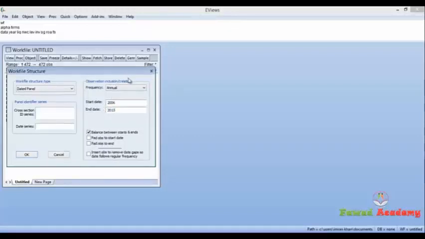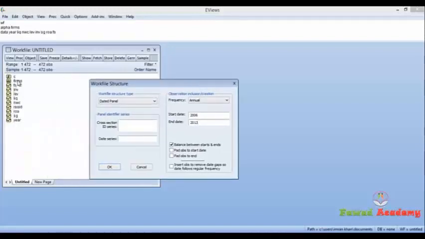Now in the cross-section ID series, I'm going to put firms, because I have named it firms. And in the date series, give the name of your time series, or the name of your date series, which is year in my case, and then press OK.